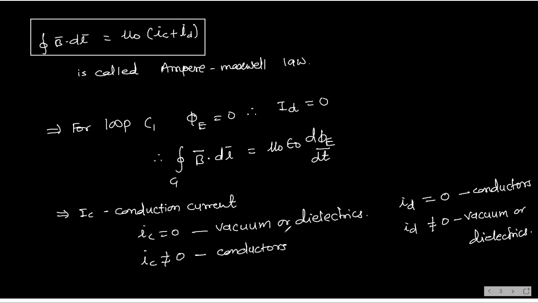Conduction current, where it is zero and where it is not zero, whereas this displacement current is zero in conductors and non-zero in vacuum or dielectrics. This part is important.